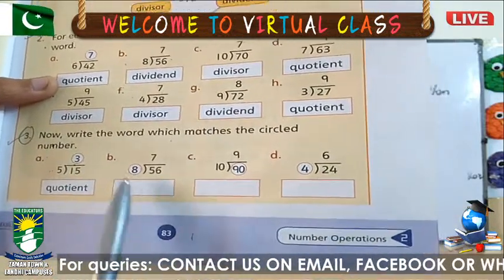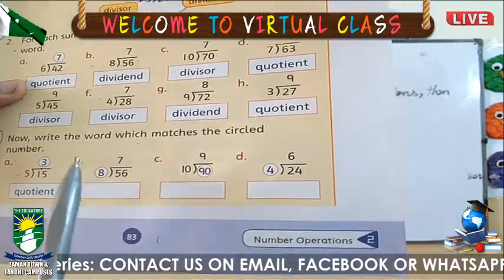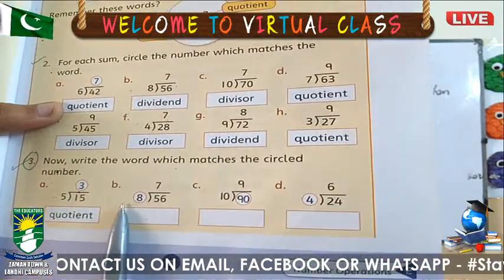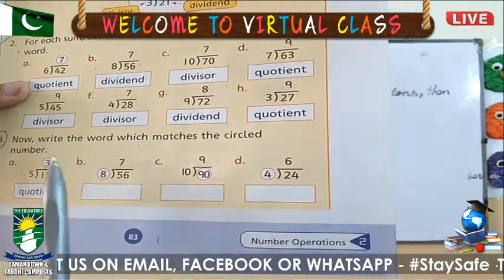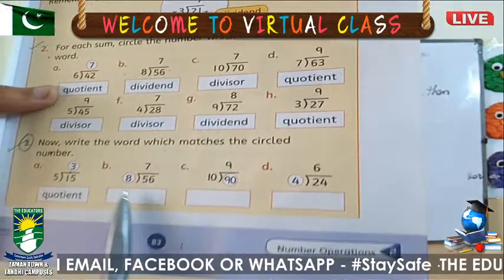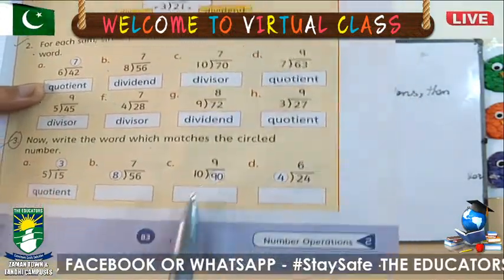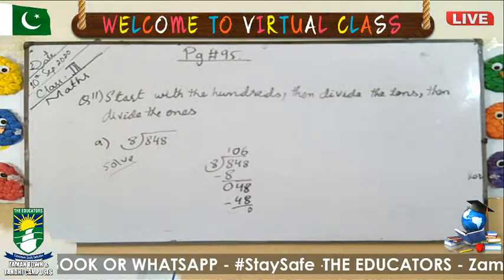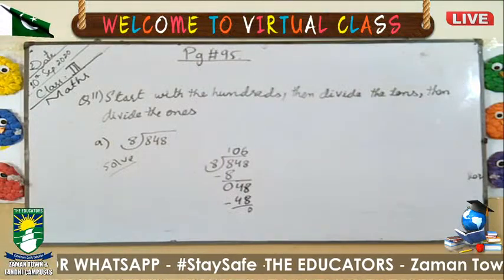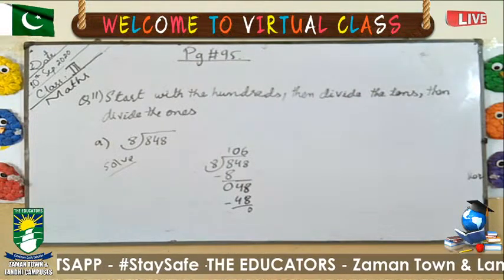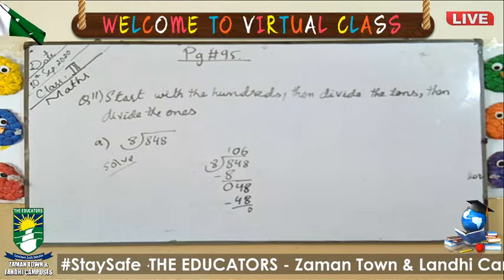Now this one, 8, is circled. So what is this, a dividend or divisor? As I have told you, you will write over here. This is a divisor. If you think this is a dividend, you can write that. The remaining parts you will solve in the book. After page number 83, you will come to page number 84.